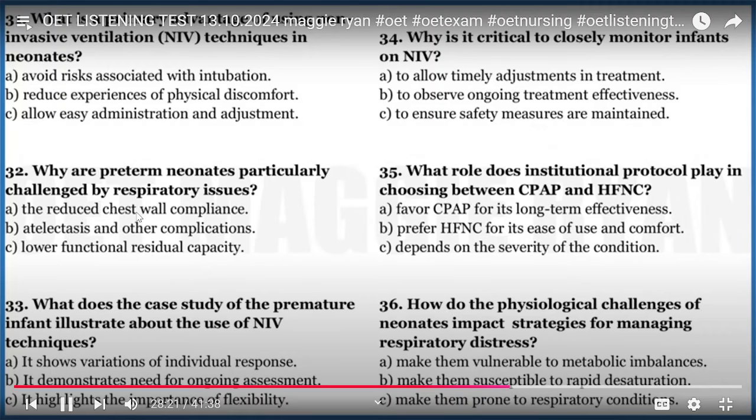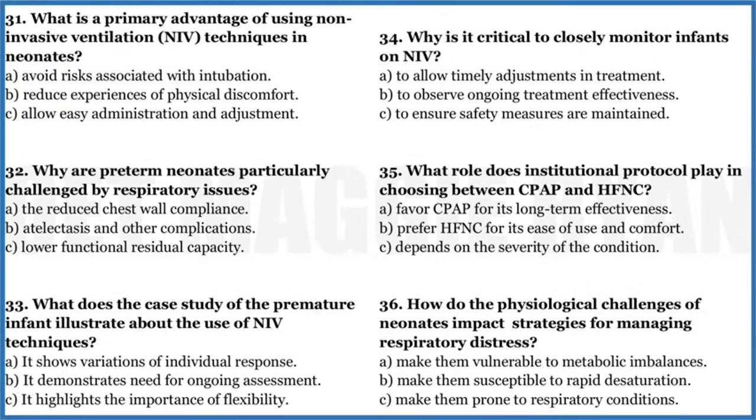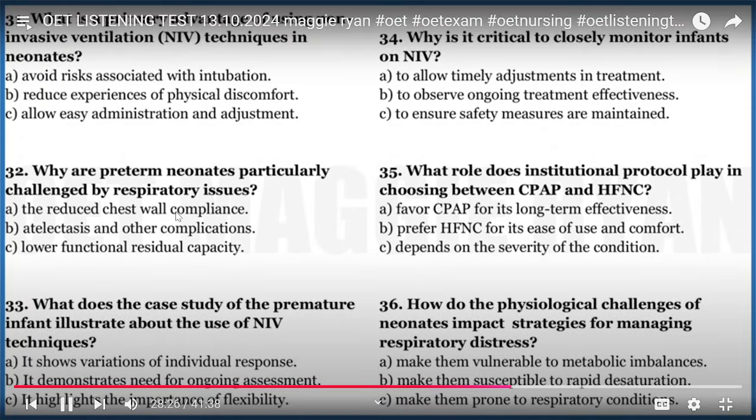Underdeveloped lung structure, high chest wall compliance, and lower functional residual capacity.